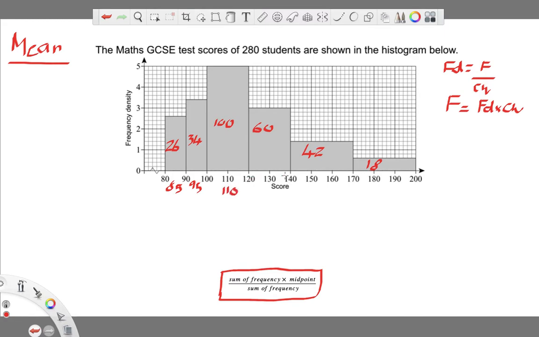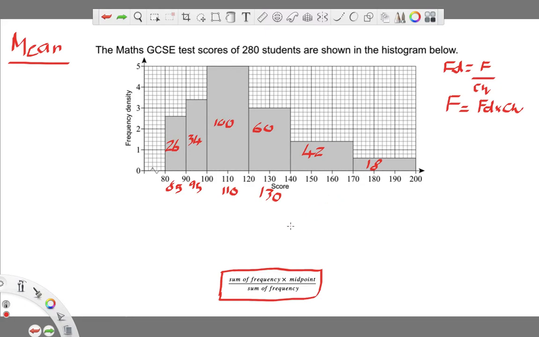The midpoint of 120 and 140 is 130, obviously the number in the middle. It gets a bit trickier here. The midpoint of 140 and 170, well, how could we work that out? We could do 140 plus 170, divided by 2, and that is 155. So I'll just write the answer.